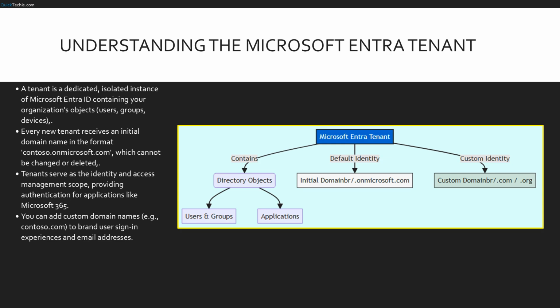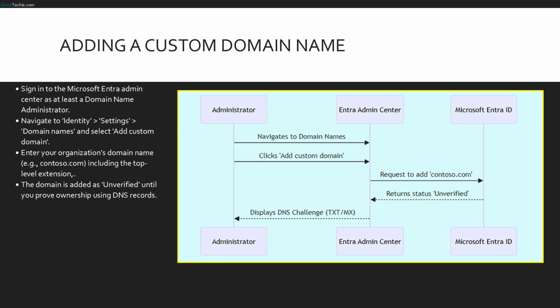This diagram illustrates the structure of a Microsoft Entra tenant. At the top, we have the tenant itself, acting as the secure container. Moving down, you see it holds directory objects, specifically users, groups, and applications. On the right, we distinguish between the two types of domains attached to the tenant. First, the initial domain, which is the default onmicrosoft.com address generated upon creation. Second, the custom domain, which represents your organization's branded identity, such as Contoso.com, that we will be adding to improve the user experience. Now, let's look at the how of adding a custom domain.